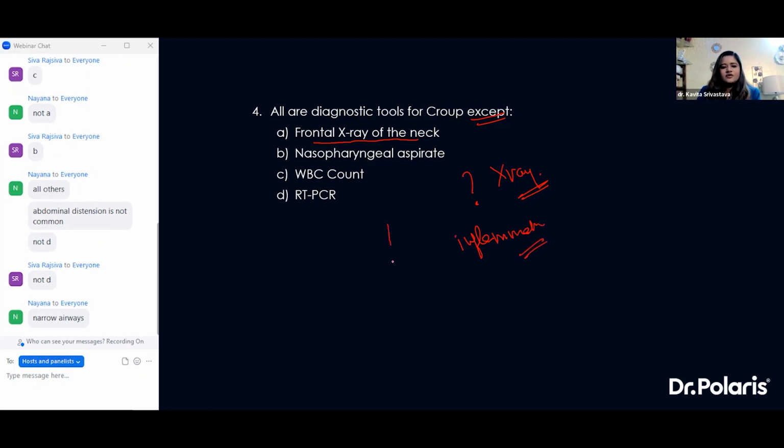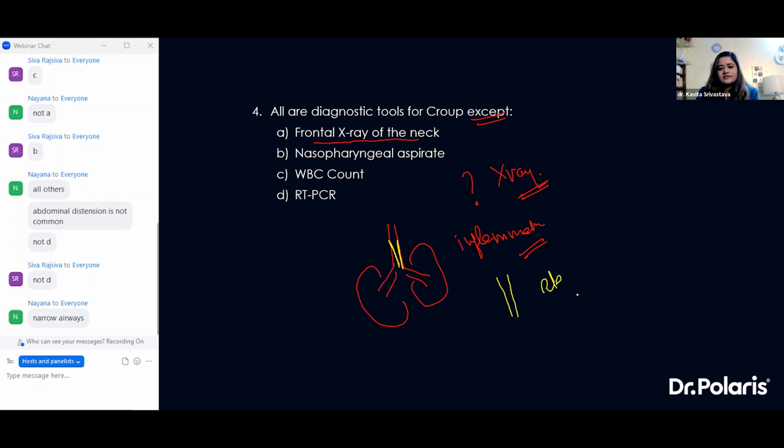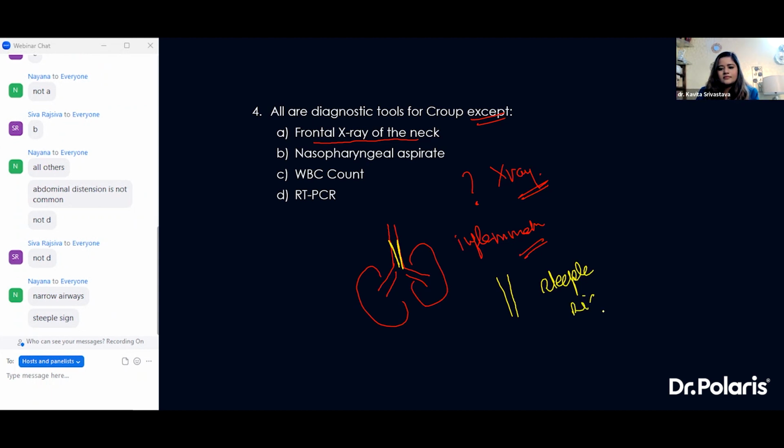So what will happen? So if this is the airway on the X-ray that we see, this is the trachea. It is getting divided like this, right? And this is the lung fields that we have. So basically in croup, what is happening? There is inflammation, right? So whenever there is inflammation, what will happen? There is going to be narrowing of the airway. So we are going to see this kind of a beaking. So when this beaking is present, so this narrowing of the airway, this is known as steeple sign. So this is a steeple sign.